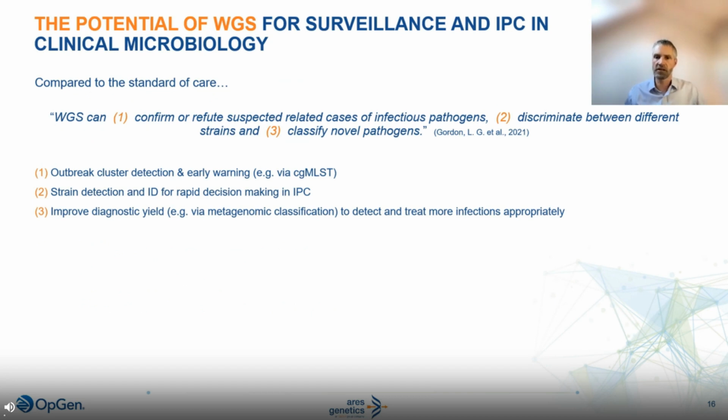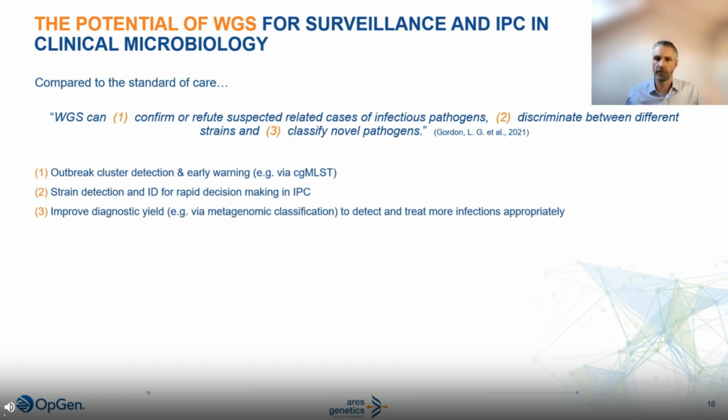Now let's revisit how WGS can assist us in the fight against AMR. Here, a quote by Louisa Gordon, David Patterson, Patrick Harris and co-workers, the authors of a study that we'll take a closer look at in a minute. The authors state that when compared to the standard of care, whole genome sequencing can confirm or refute suspected related cases in infectious pathogens. In other words, it can detect outbreak clusters and provide an early warning.